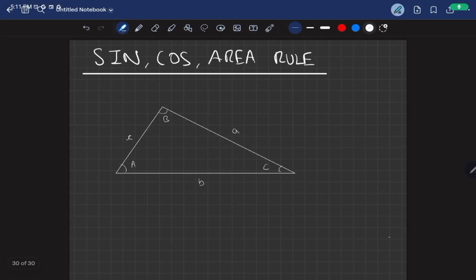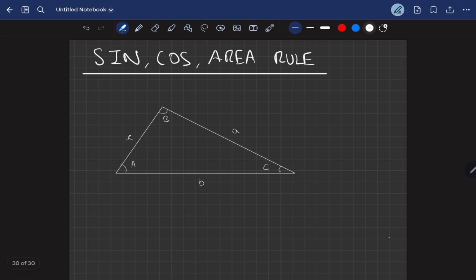Today, we're going to be going over the sine rule, the cosine rule, and the area rule. So here we have just a regular triangle, and we've labeled each angle as capital A, capital B, and capital C. That is very important. The angles are always labeled as capital letters.